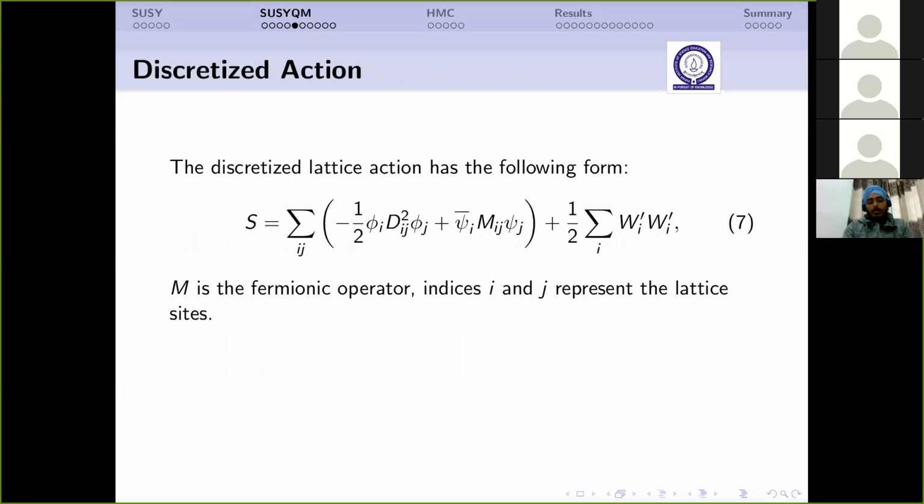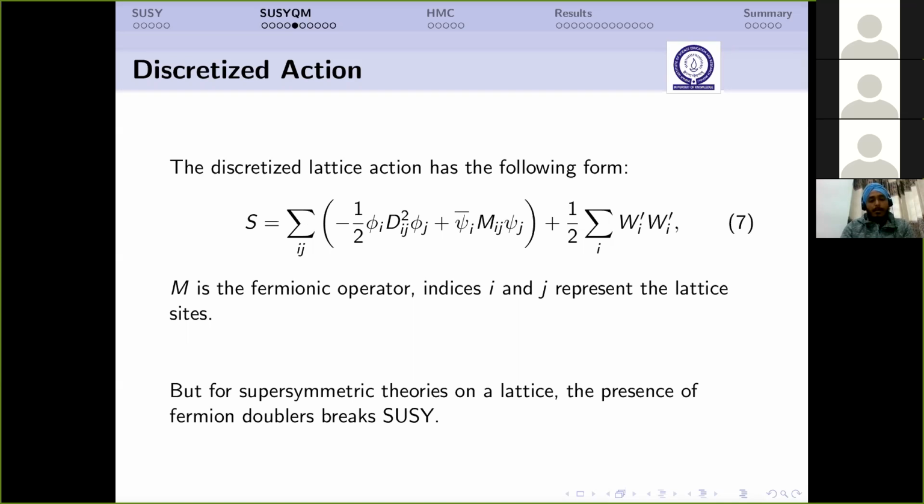We'll talk about it when the results come. Okay, so now let's discretize this particular action. We have discretized this action on a lattice. The derivatives now are replaced by a symmetric, backward or forward difference operator; that is in our hands, whether we want to take the forward derivative operation, backward, or the symmetric one. And M here is the fermionic operator. W prime again is the first derivative of the superpotential with respect to the field. Indices i and j represent the lattice sites.